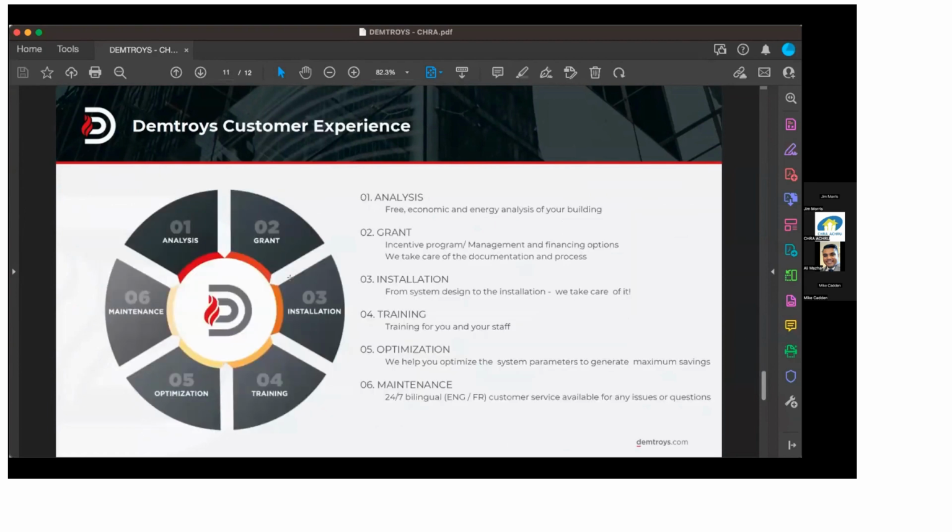We manage the entire experience right through the analysis. So we do free building analysis to understand what opportunities can be presented as far as savings are concerned. We work with you on the grant or savings process through the different energy providers. We do the installation, the training, of course, the optimization, the most important part. We want to make sure it functions year in and year out, and then any maintenance that is required along with that.